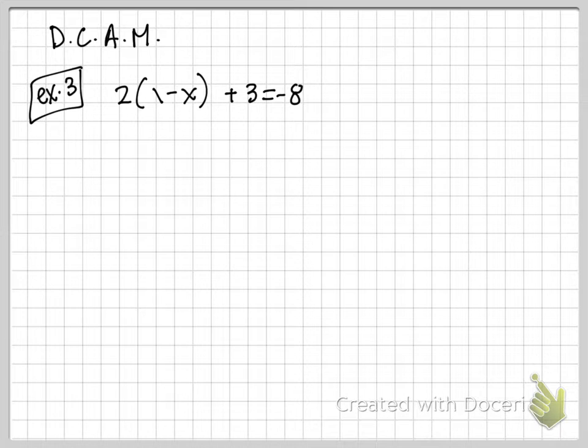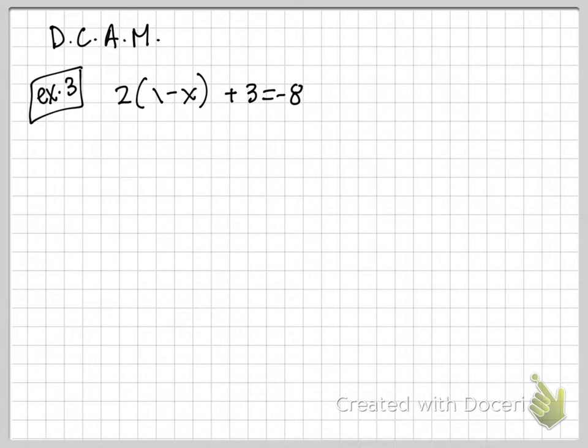All right, so example 3, we are taking 2 times the quantity, 1 minus x, plus 3 equals negative 8. And we need to solve for x. So we need to get x by itself. And this is a prime example of a problem where it's not easy just to guess and check what x is, right? That would take a lot of work. So we need to actually use our steps to solve.